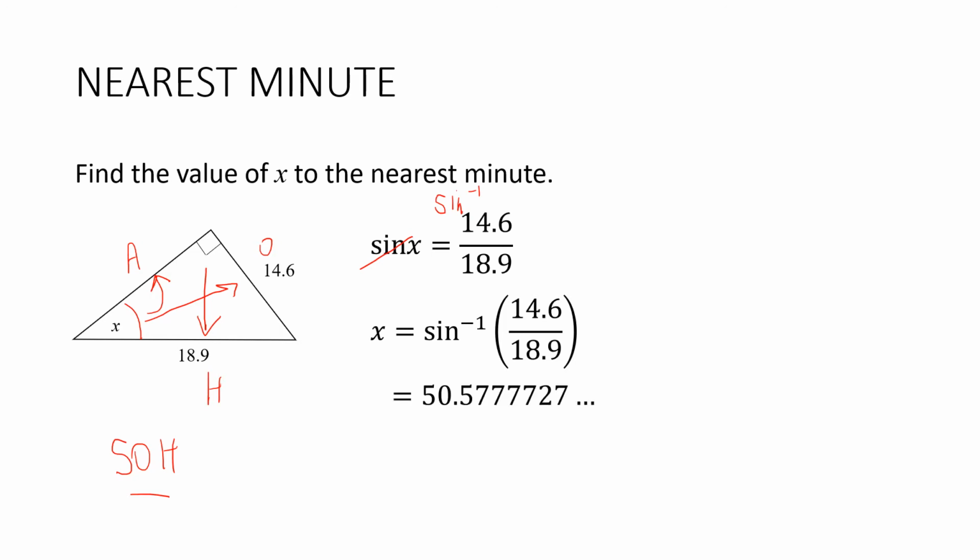Now this time we're going to press the degrees, minutes, seconds button. So it's going to give us 50 degrees, 34 minutes, 39.82 seconds. And we want it to the nearest minute, so we want to chop it here. Look at the next one. 39 is greater than 30, so we're going to round up. So our answer is approximately 50 degrees and 35 minutes.